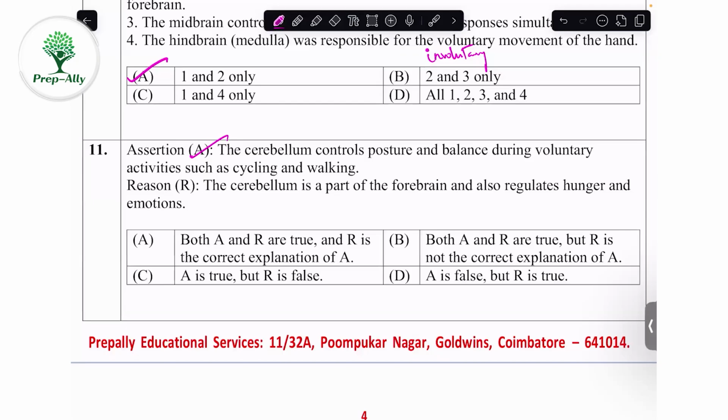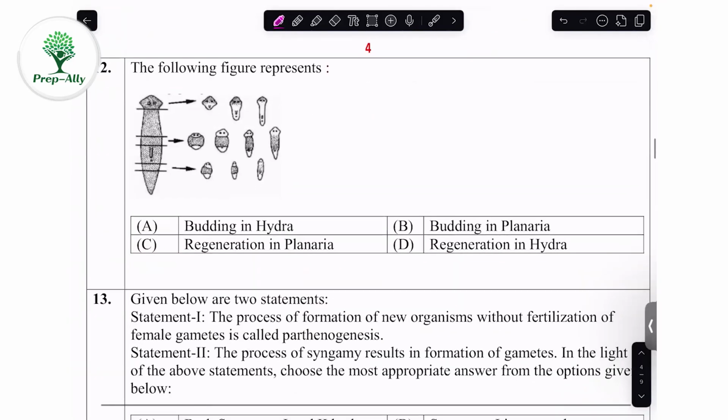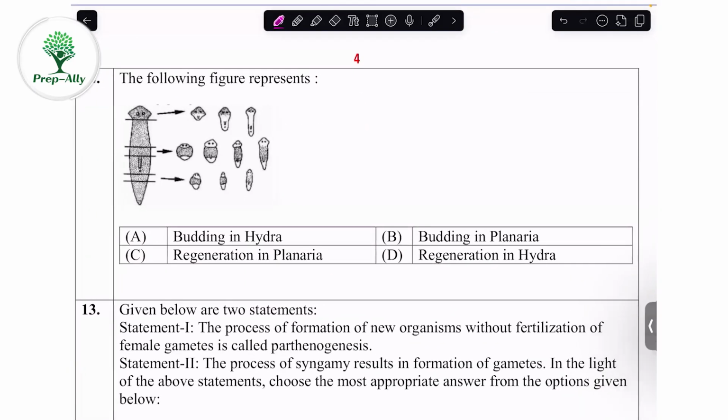If we take the reason, the cerebellum is a part of forebrain. No, it's not a part of forebrain. It's a part of hindbrain. It doesn't relate to hunger or emotion. So the answer is C. Assertion is true, reason is false. The following figure represents a direct question. It's nothing but regeneration in planaria.